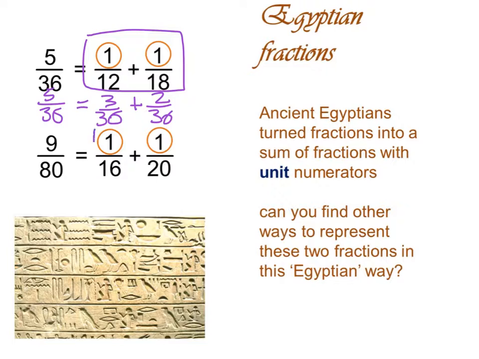And here's another example. So 9 over 80 is the same as this. So 5/16 go into 80. That's 5/80ths plus 4/80ths, because 4/20s go into 80, and that gives us our 9/80ths.